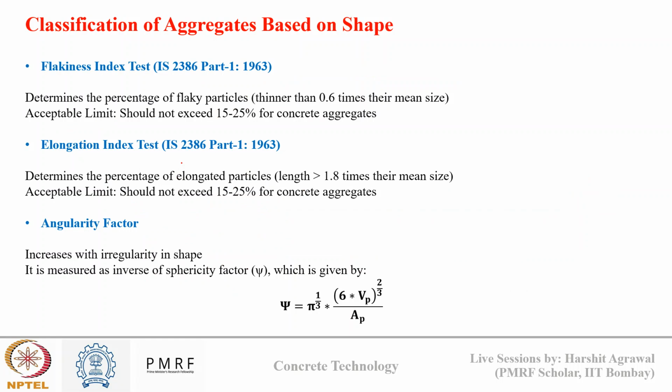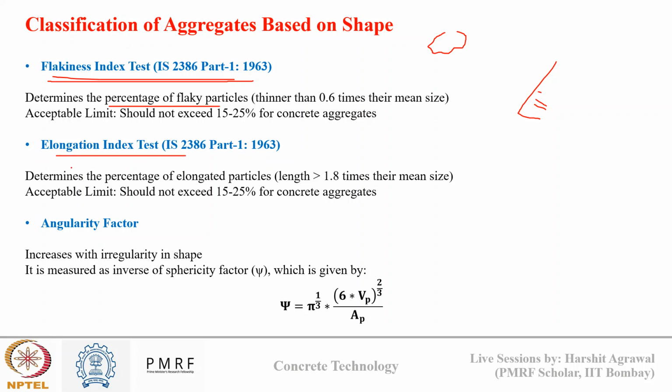Okay, suppose we have an irregular aggregate, so how do we classify whether it is flaky or elongated or what? Okay, so there are different tests that are defined in Indian standard. There is flakiness index test, where we determine the percentage of flaky particles. So later on when we talk about properties of aggregate, we'll talk about this more. We'll see a scale where there will be different size openings through which we can pass the aggregate and we can get the mean flakiness index of aggregate.